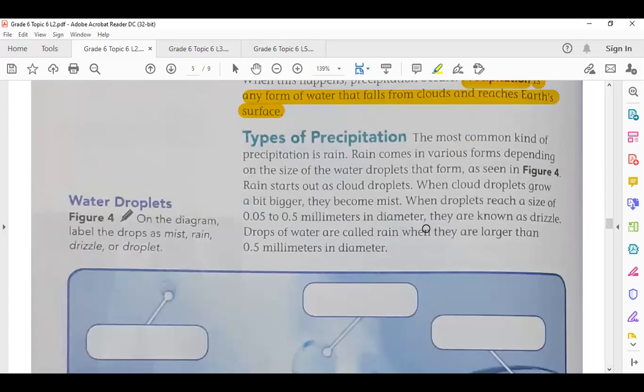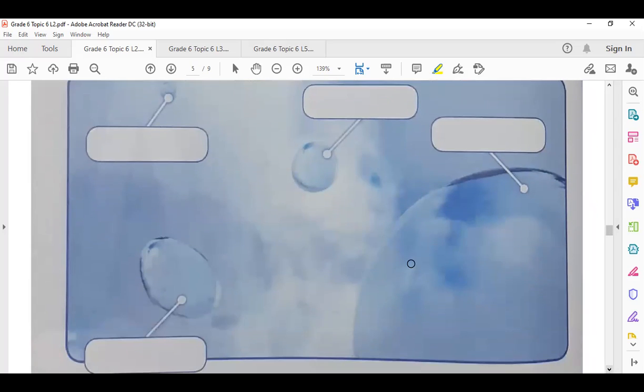Also here, the raindrops can be divided according to their size, starting from droplets. When the droplets grow a bit bigger, they become mist. Then they become drizzle, and the largest particles of the rain are called drops. Okay, so droplets, mist, drizzle, and drops. They are different from each other in size.